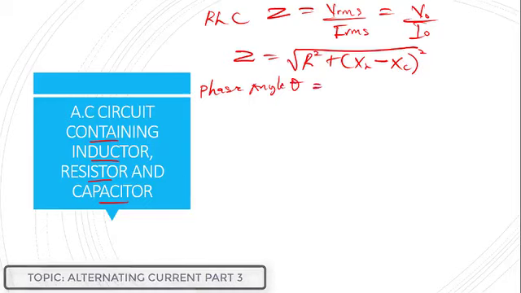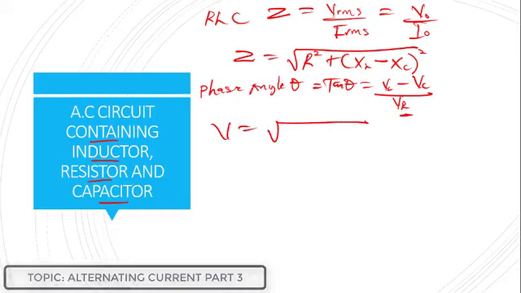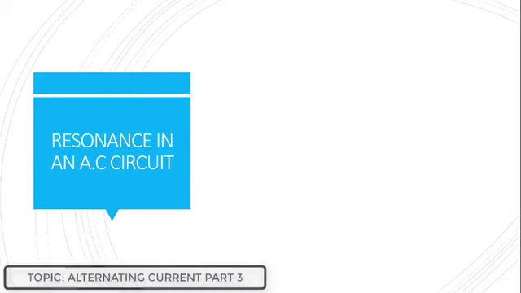theta, is given by tan theta equal to the voltage across the inductor minus the voltage across the capacitor, all over the voltage across the resistor. And that's it for the phase angle. Then the effective voltage is given by the square root of the voltage across the resistor squared plus the voltage across the inductor minus the voltage across the capacitor, squared. At this point, let us talk about resonance in an AC circuit.